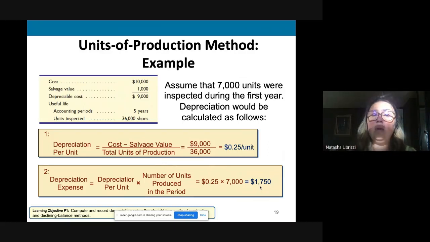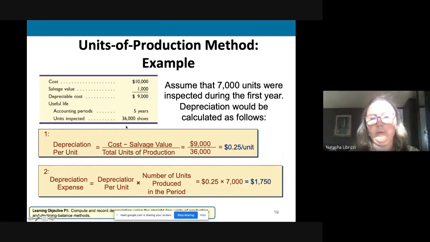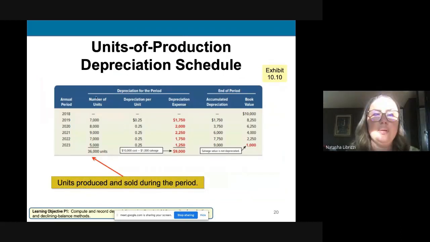So again, you need to have that information. How many units have you inspected in this year? Of course, if you go above 36,000, you'll just stop because now you're above what you estimated. So in this example, and again, this is given to you, this is something you would not know unless it's given to you, we're assuming we produce 7,000 units, or inspected 8,000 in 2020, 21, 9,000, 7,000, 5,000. So every year you take it times 0.25, and you have your depreciation expense for those years. And it's unequal based on the production level. So this is how we do units of production.